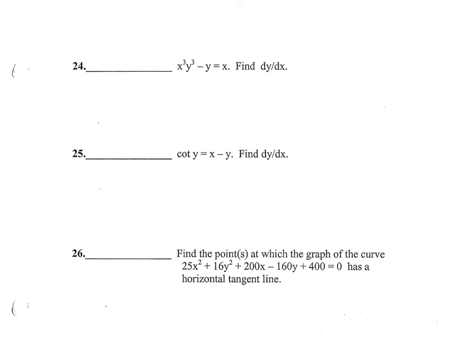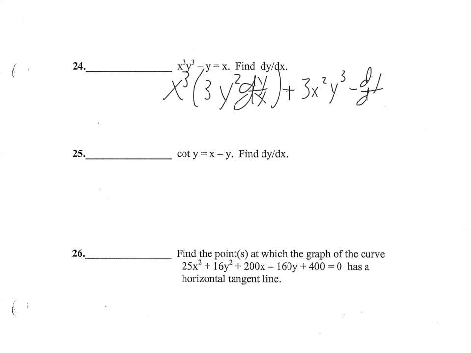Alright, so we go up here, and that's going to be a product rule. So we'll leave the first, that's x cubed times 3y squared dy over dx, plus 3x squared y cubed minus dy over dx equals 1. Okay.